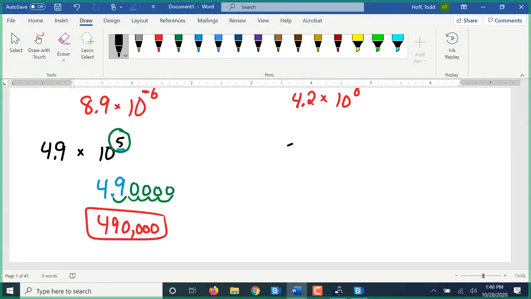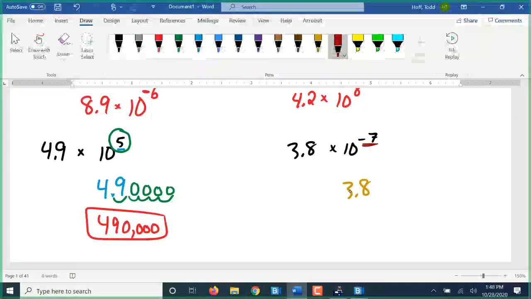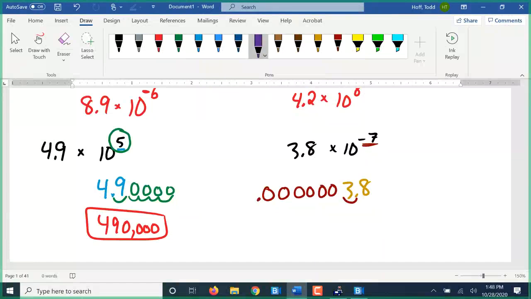We might have 3.8 times 10 to the negative 7. Again, I start out with my 3.8. That power of negative 7, first of all, it's negative, which tells me this is a small number, so I'm making it smaller. 7 tells me I'm moving it 7 places to make it smaller. So I move 1, and then I have to add zeros. 2, 3, 4, 5, 6, 7. So that is 0.000038.